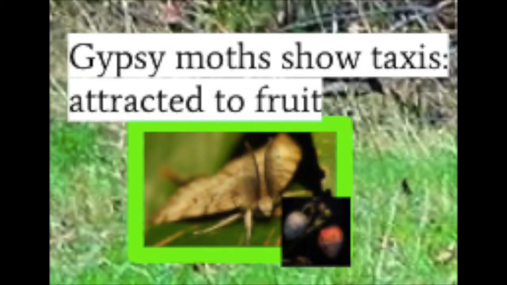Taxes and kinesis in animals. Gypsy moths show an example of taxes. Males are usually smaller than females and have a 1.5-inch wingspan. They are dark brown and have feathery antennae. Moths are attracted to light and the smell of fermented sugar or ripe fruit.